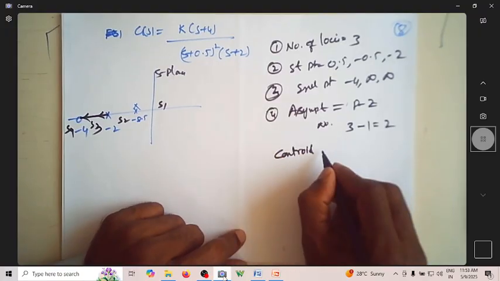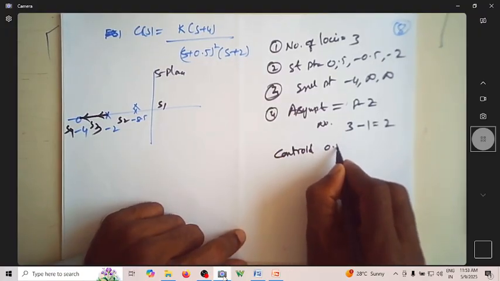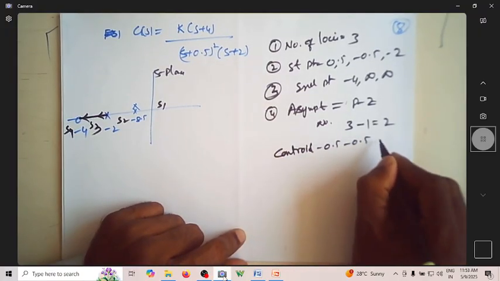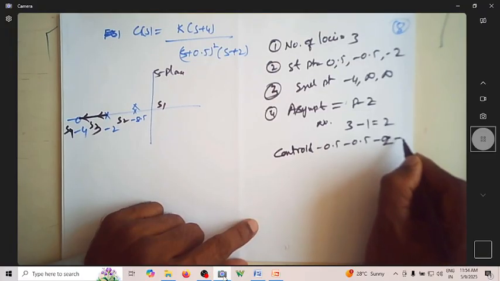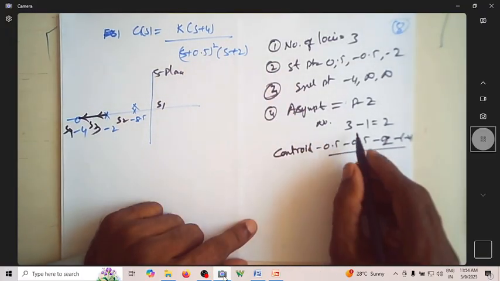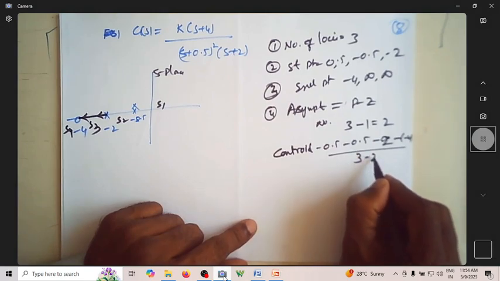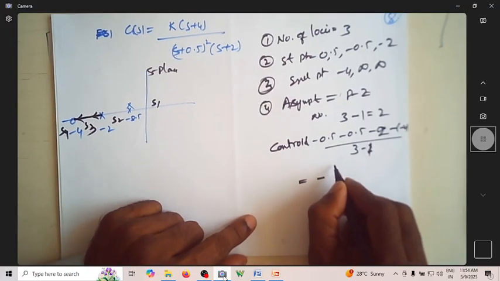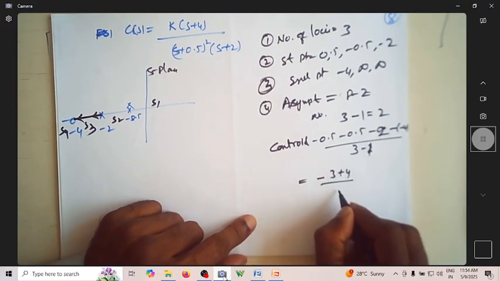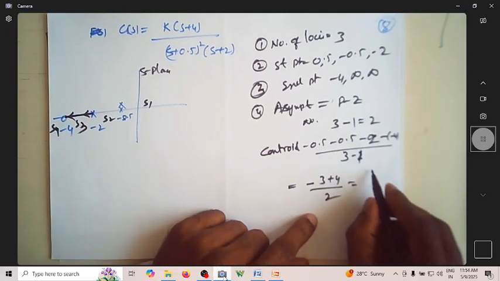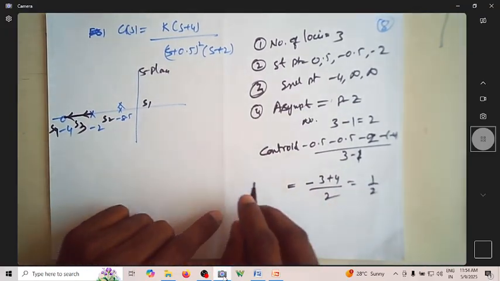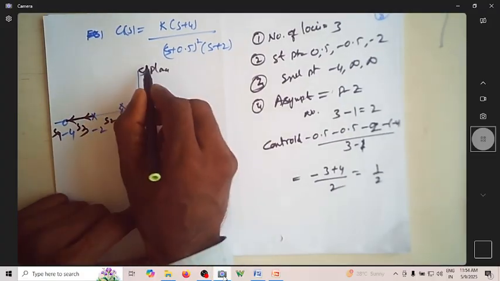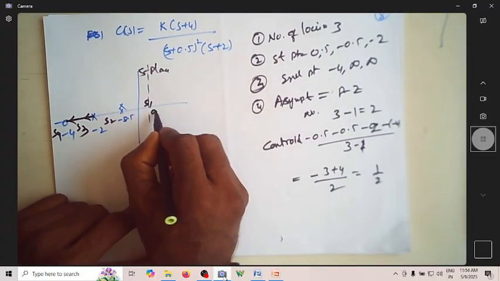The asymptotes meet at minus 0.5, minus 0.5, minus 2, and minus of minus 4, divided by P minus Z. P minus Z, so 3 minus 1. So is it not minus 3 plus 4 by 2? So is it not 1 by 2? But it's on the positive side, so it's here. It is 0.5.